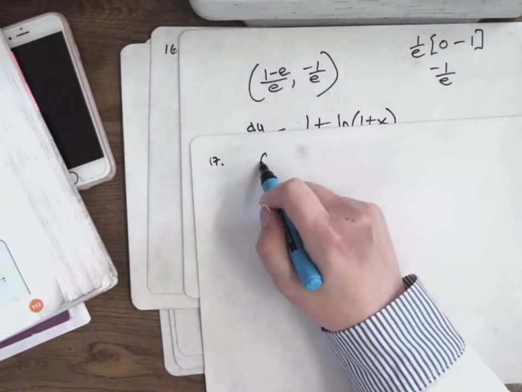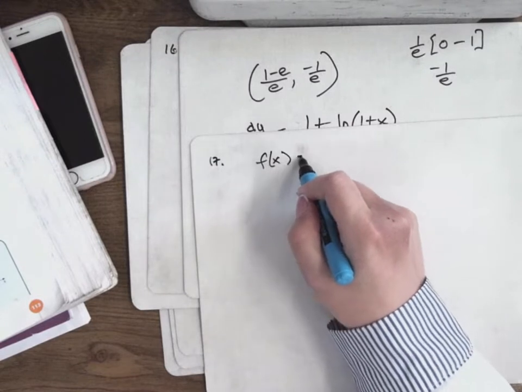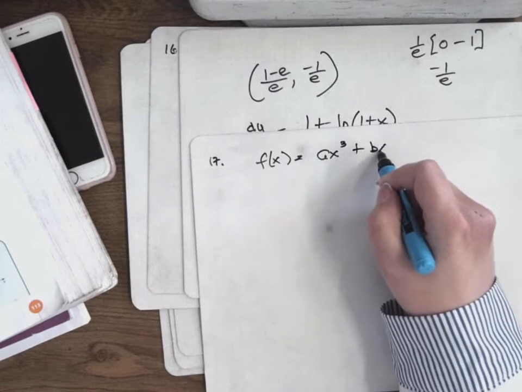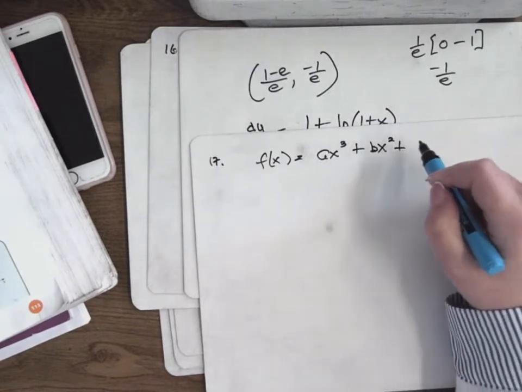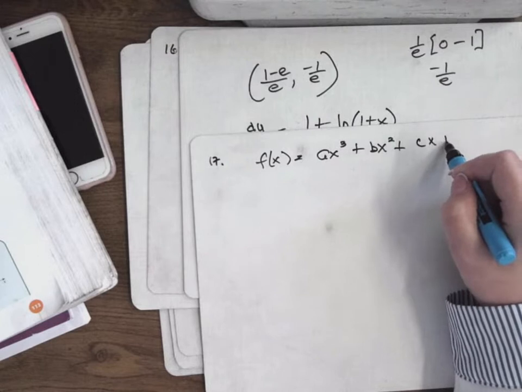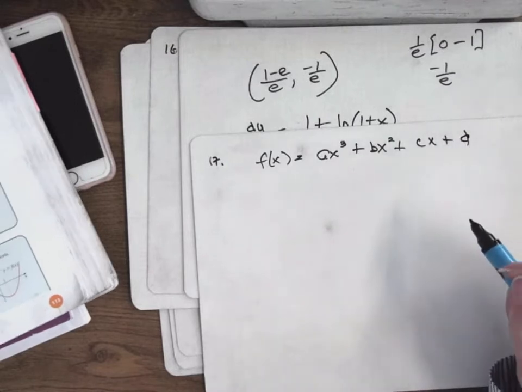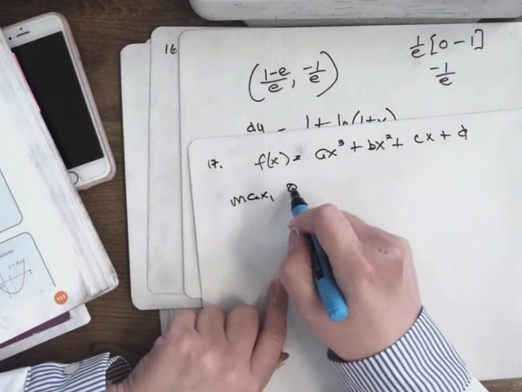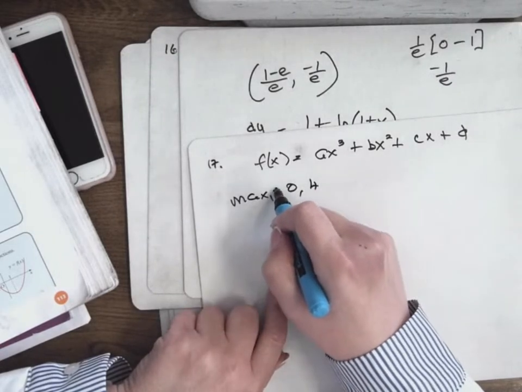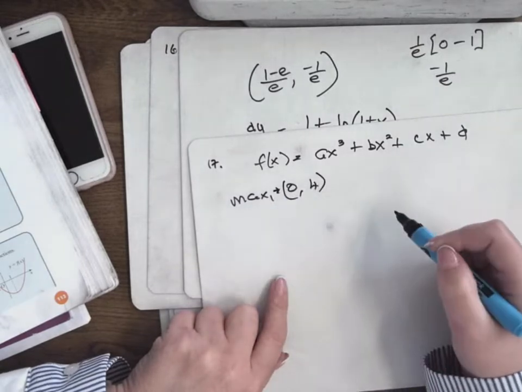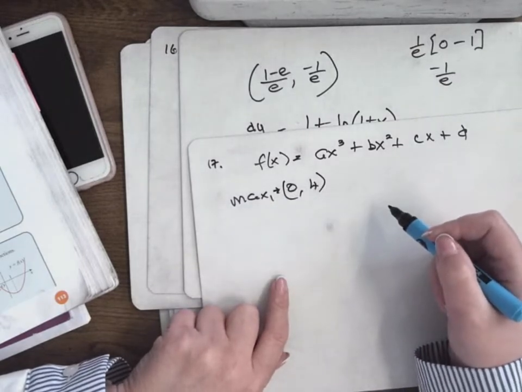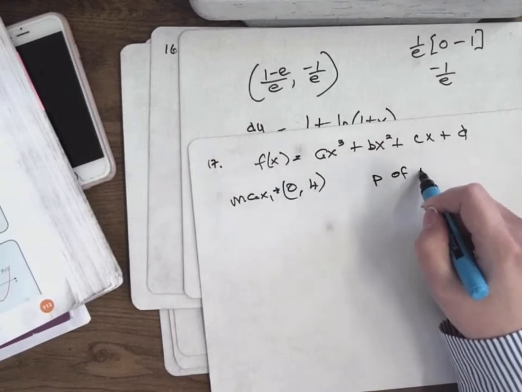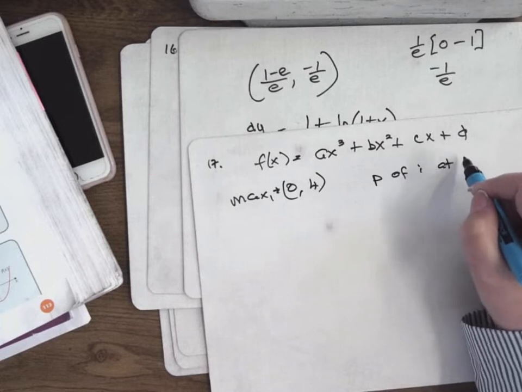f of x is equal to ax cubed plus bx squared plus cx plus d. It has a maximum point, right? So the max point is at 0, 4. And a point of inflection, so there's a point of inflection at 1, 0.